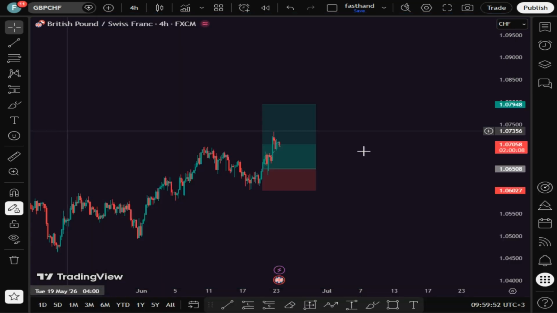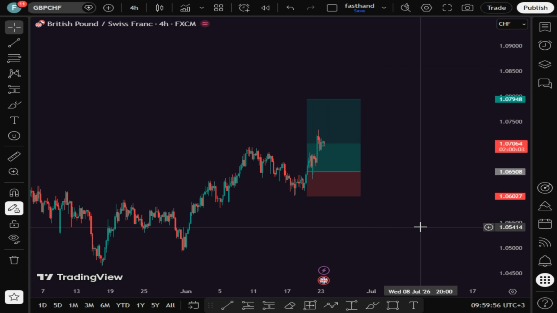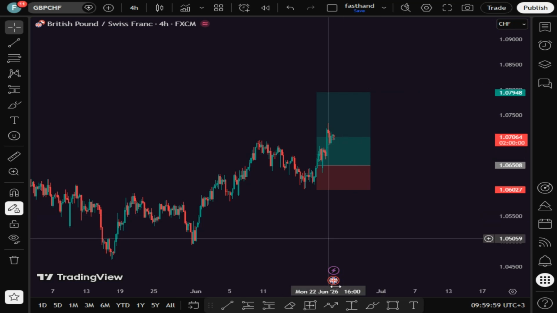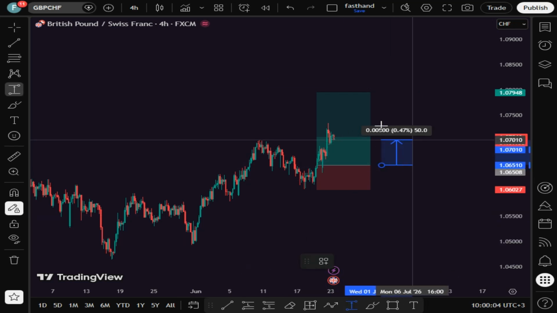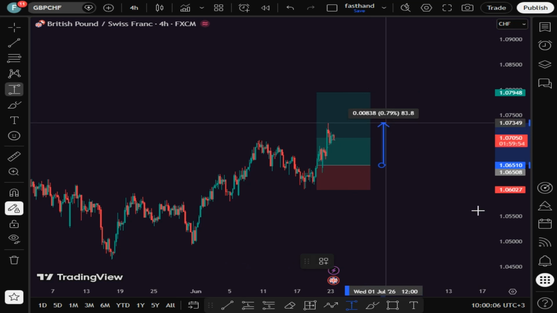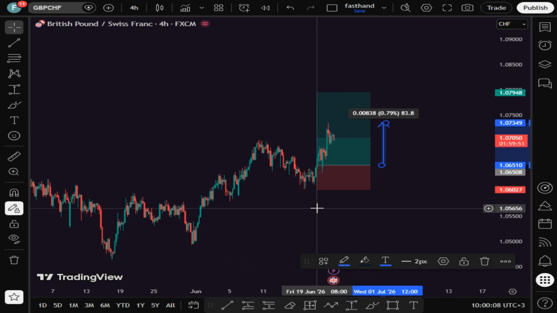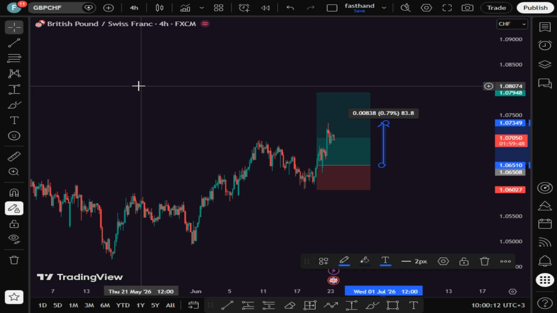So let's just say 3 trading days. Currently this is how the market is looking. You see, we are right now floating in amazing profit. Until yesterday, the market went in our favor around 838 points, that's like 83 pips. So it's playing out right now.